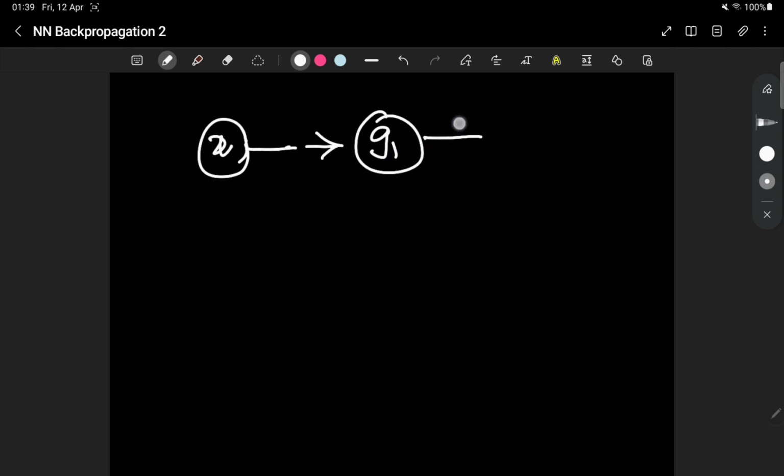a very simple network that has got an input X, and then another node, let's call it G1, then another node, let's call it G2, and then we have our final output, which is Y hat. Our desired output is Y, and we can apply any loss function here, which would primarily be the difference between these two values.